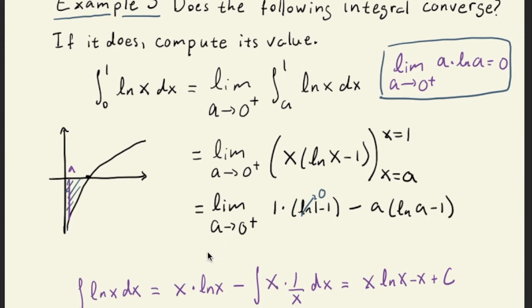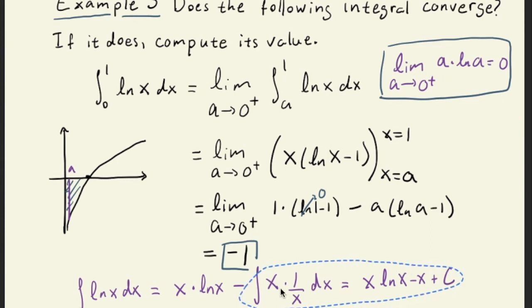What we're left with is, that's 0. Here you get 1 times negative 1, which is minus 1. And that's the answer of this problem. So the area under the graph of log, that area is 1. The integral is negative 1 because the graph is below the x-axis.